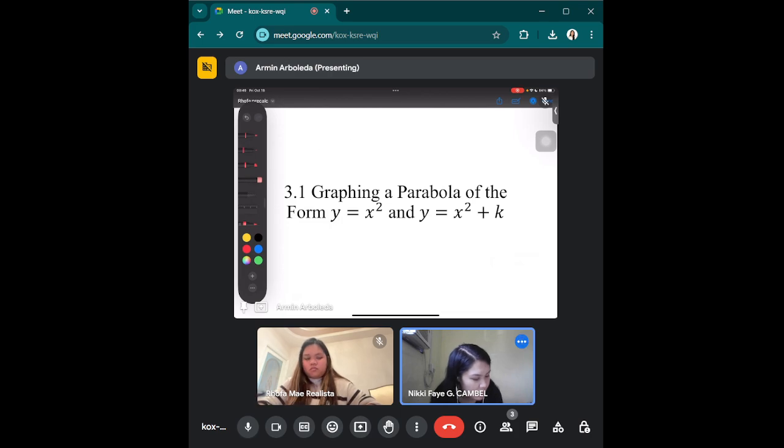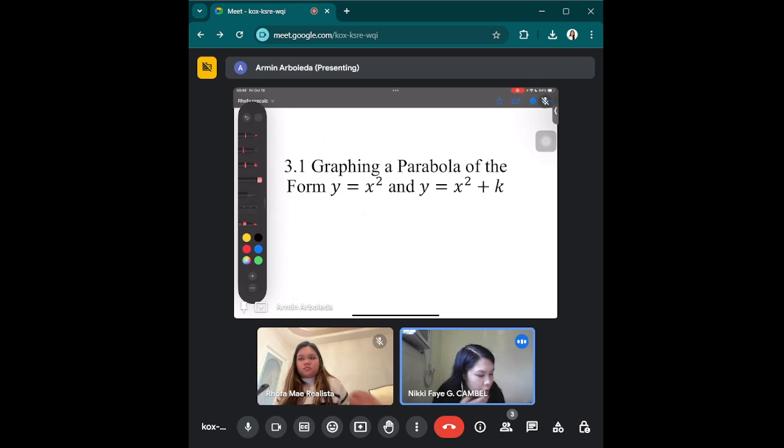So first lesson, we have graphing a parabola of the form y is equal to x squared and y is equal to x squared plus k. So yung y equals x squared na to, it has a vertex of what? 0, 0. So, ano nga yung vertex? Kung saan nagsisimula yung parabola. Kung saan yung point dito. Yan yung vertex niya.